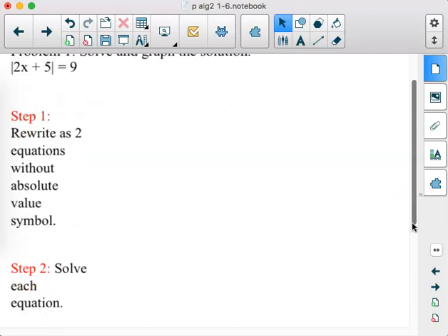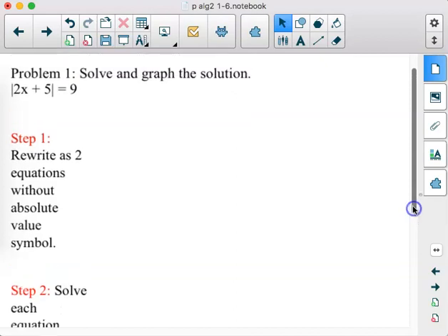The absolute value bars are like prison bars. If you're a good prisoner trying to escape, you're going to have two escape routes in case something goes wrong. You're going to have one going that way and one going that way. It helps. Prison bars. To get out of the prison bars, you have to have two escape routes.